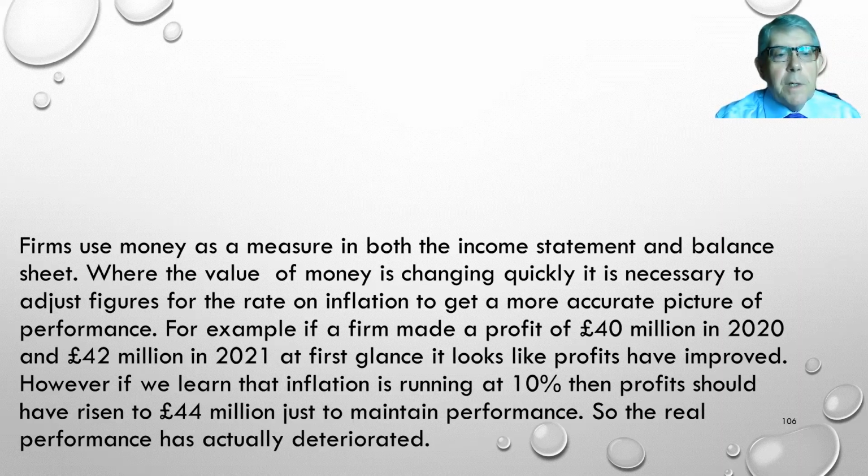Firms use money as a measure in both the income statement and balance sheet. Where the value of money is changing quickly, it is necessary to adjust figures for the rate of inflation to get a more accurate picture of performance. For example, if a firm made a profit of 40 million in 2020 and then 42 million in 2021, at first glance, it looks like profits have improved. However, if we learn that inflation is running at 10%, then profits should have risen to 44 million just to maintain performance. So the real performance has actually deteriorated.